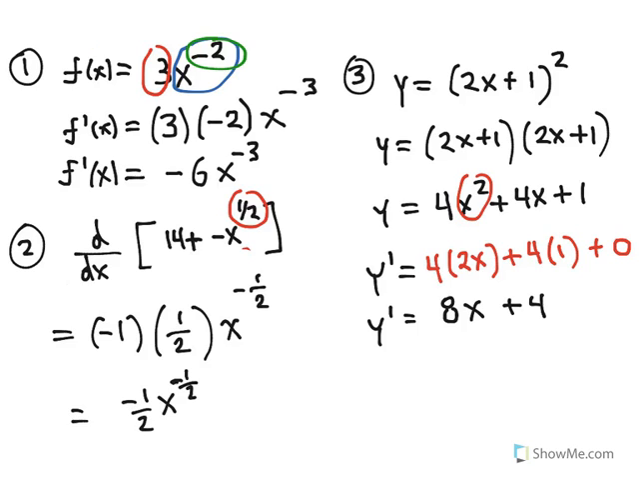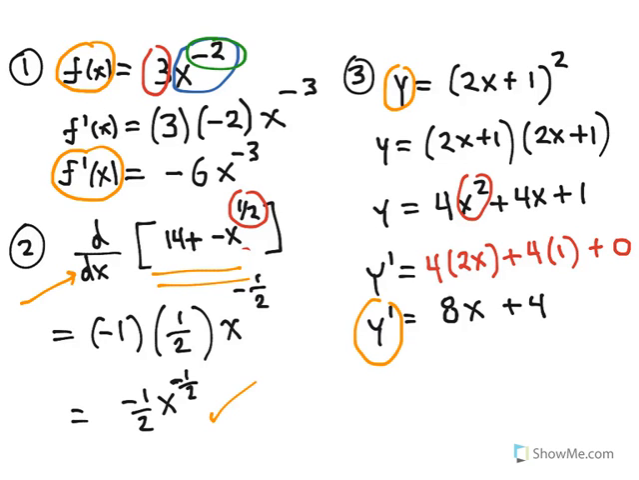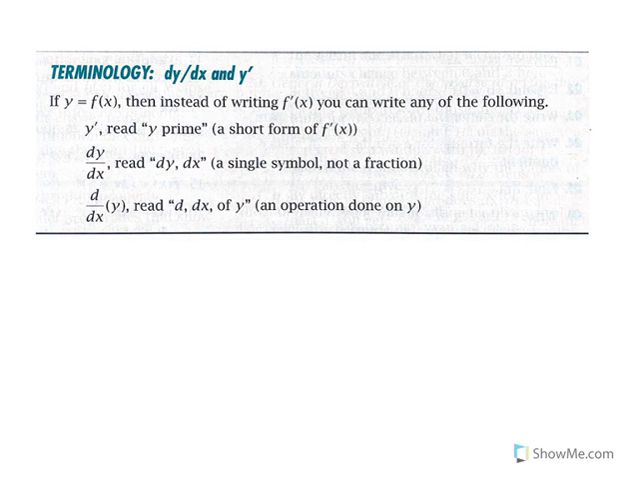I'd like to point out that in number 1, our original function was written f of x, and the derivative is written f prime of x. In number 2, we're using what we call an operator symbol. This means take the derivative with respect to x of this function, and here's the derivative. In number 3, our function is called y, and the derivative is labeled y prime. So if you have y is equal to f of x, then you can write the derivative as y prime.